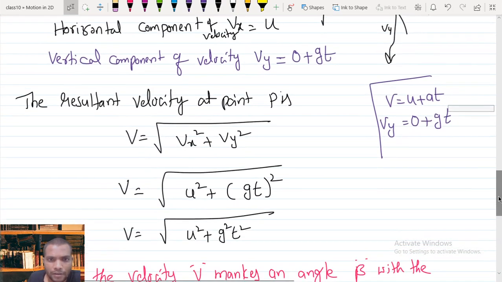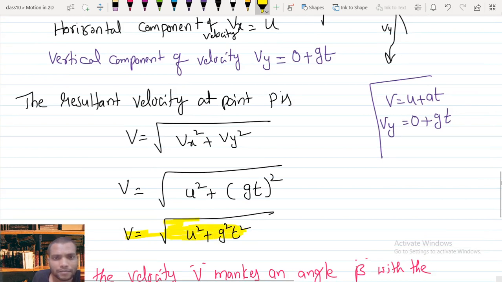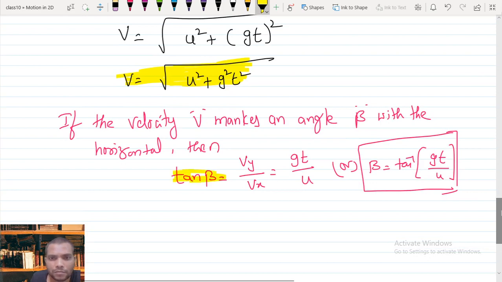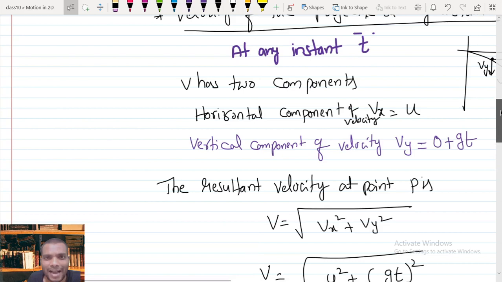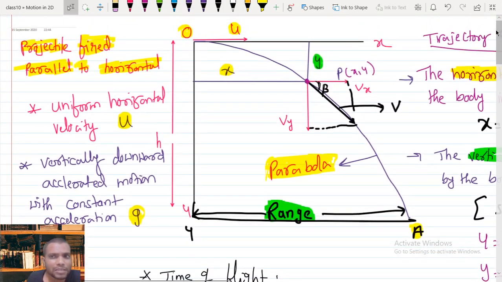So throughout the projectile motion, the velocity v equals the square root of u square plus g square t square, and its direction is tan beta equal to gt upon u. These are the different parameters we need to figure out during projectile motion. This is one case, when the object is thrown from a certain height h. Please remember very carefully two important points: uniform horizontal velocity, which remains constant throughout the projectile motion, and there is no initial vertical component of velocity, and one and only vertically downward accelerated motion, due to acceleration due to gravity.